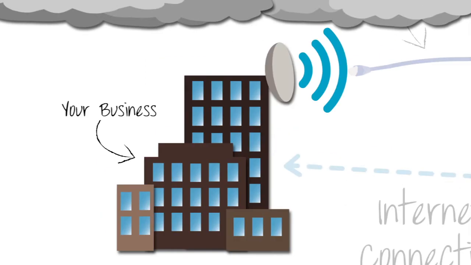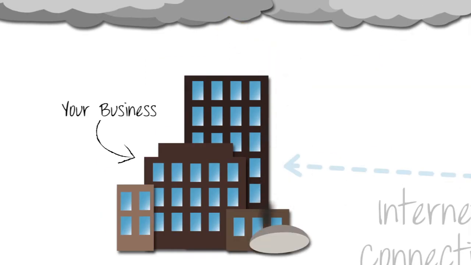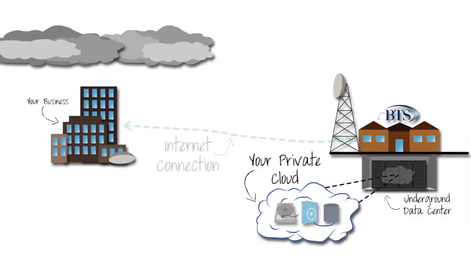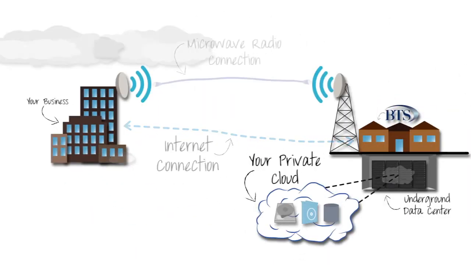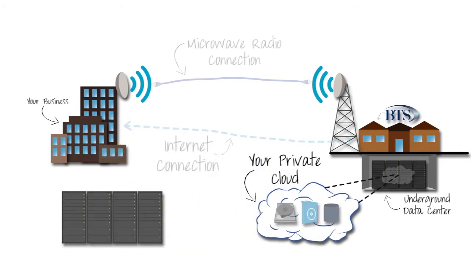To further promote security and stability, the wireless option is designed so that if anything were ever to happen to the microwave signal and connectivity was lost, it can automatically kick over to your internet connection with nearly zero downtime. Finally, to ensure your business survives through almost anything, your private cloud is automatically backed up to a location of your choice, whether that's your facility or another data center like ours.